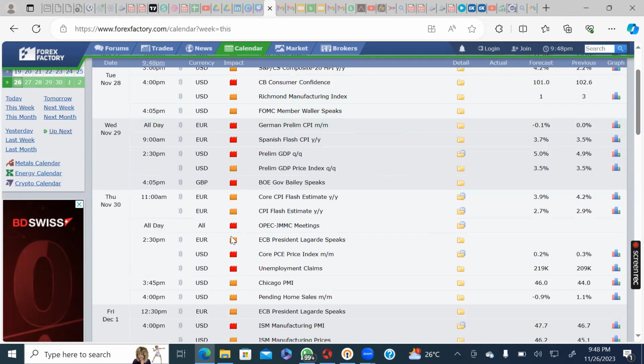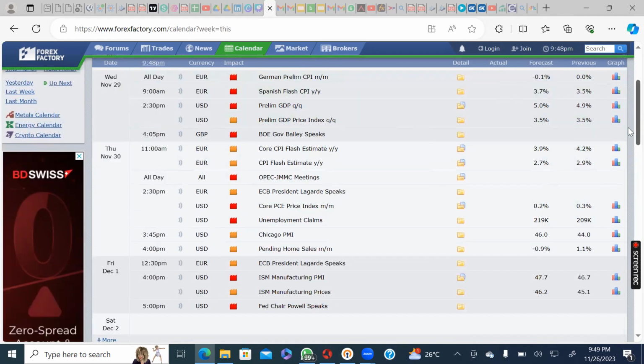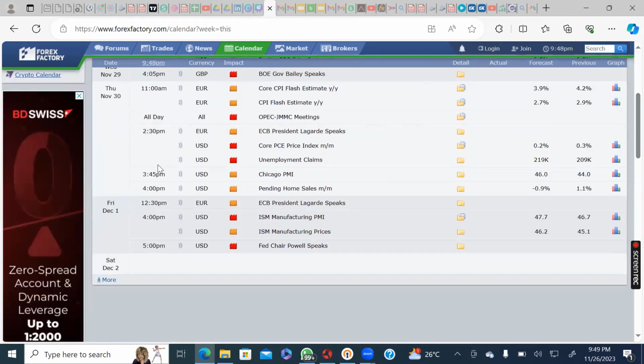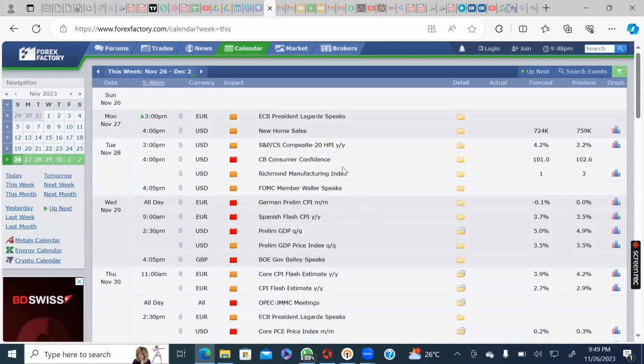On Thursday, what do we have? We have OPEC. This OPEC is mainly for people that are trading oil. Then again, we have core price index. This is a high impact news as well. Oh, sorry, this is Thursday. So Friday, what do we have on Friday? We have PMI. This is another high impact news. So if you're trading this week, you just have to be very, very careful because we have so many high impact news.